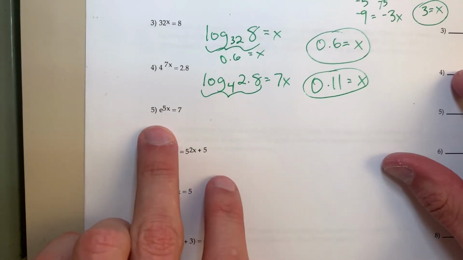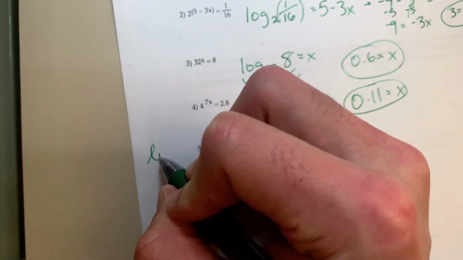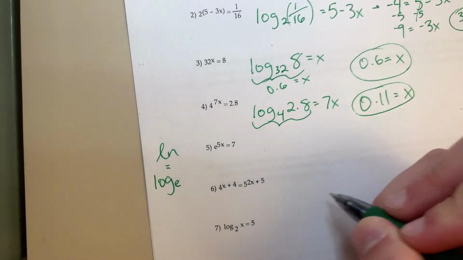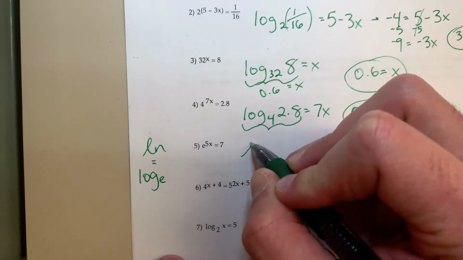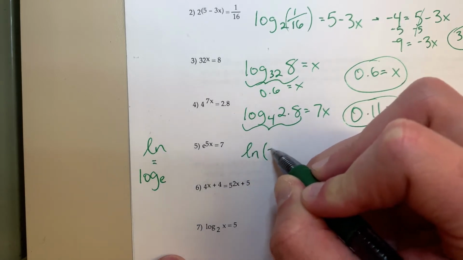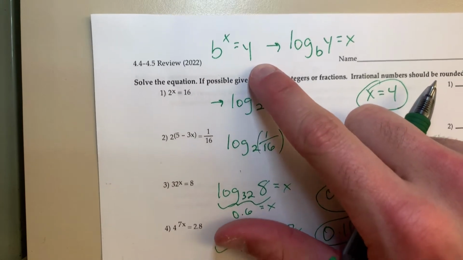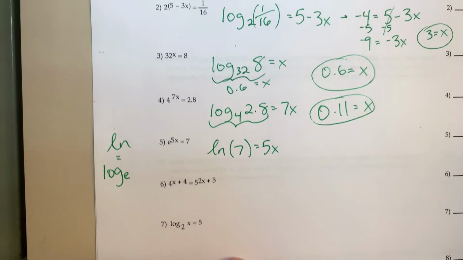All right, now we're looking at number 5. We got this e base. Hopefully that brings to mind that's our natural log. Natural log is the same as log with a base e, but we just write natural log instead. So we're going to convert this and say natural log of 7 equals 5x. Even though it's a natural log, it still follows the same rules, except we just don't write the base of e because that's implied with a natural log.